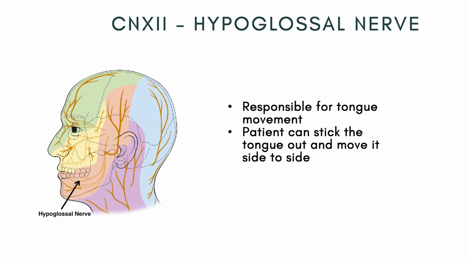This condition can cause weakness or paralysis of the tongue muscles on one side, leading to difficulties in speaking, chewing, and swallowing. It can also lead to dysphagia, which is difficulty in swallowing, and speech impairment such as slurred speech or difficulty pronouncing certain words.